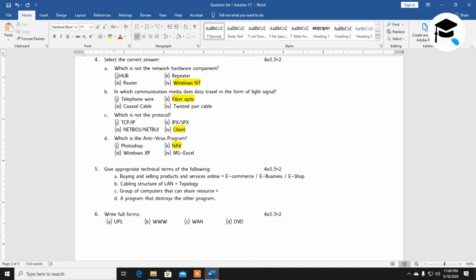Similarly, group of computers that can share resources. I think we have discussed this in question number 1a. What is computer network? Okay, you can easily get this answer. We have already discussed this.